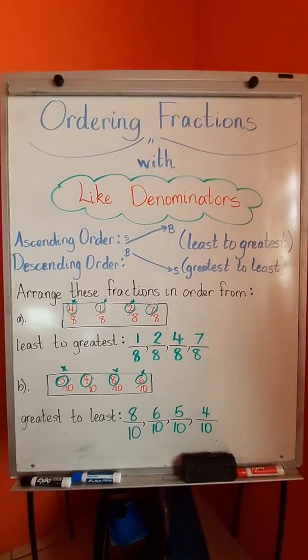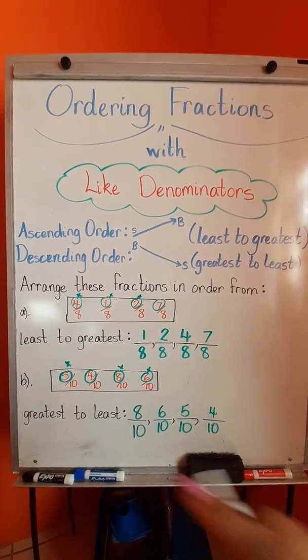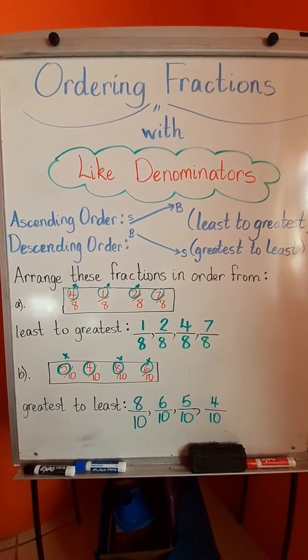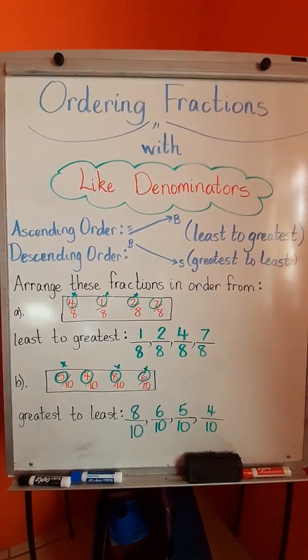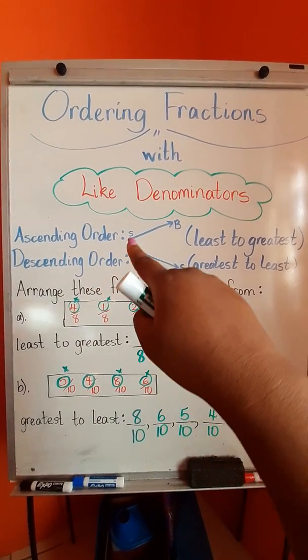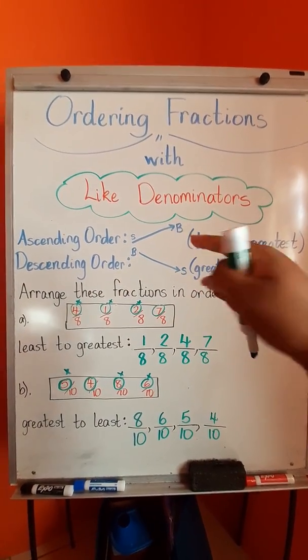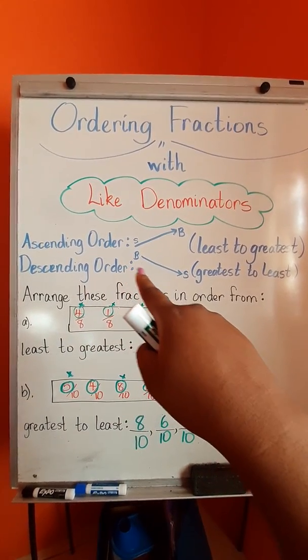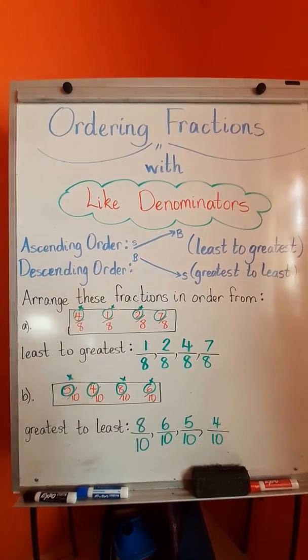Pretty easy, huh? Always remember when the denominators are the same, you're looking at the numerators to determine the order. Ascending order is from small to big or least to greatest. Descending order is big to small or greatest to least.